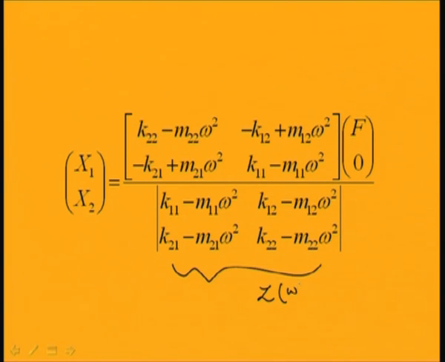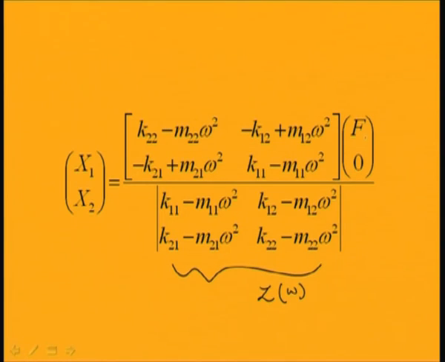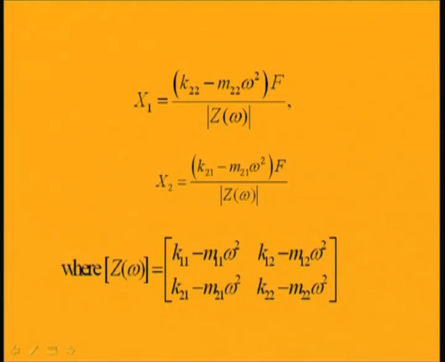So, I am writing this lower matrix as Z omega matrix. So, this x1 will become K22. You can see this by multiplying this. So, the x1 will become K22 minus M22 omega square into F, and this part is multiplied with 0. So, this becomes K22 minus M22 omega square F by determinant of this Z omega. That is written here: K22 minus M22 omega square F by determinant of Z omega.